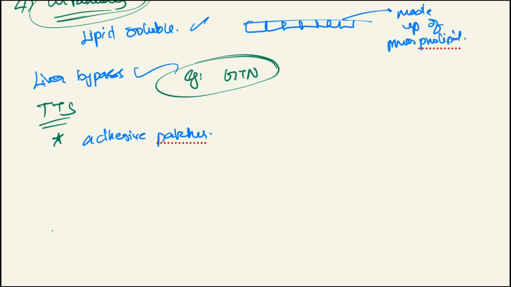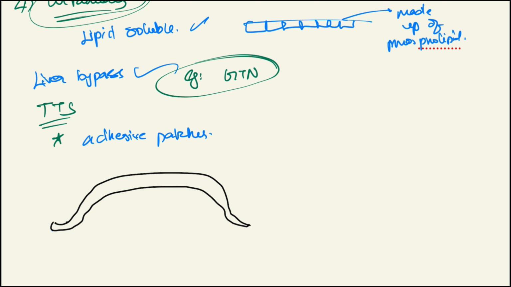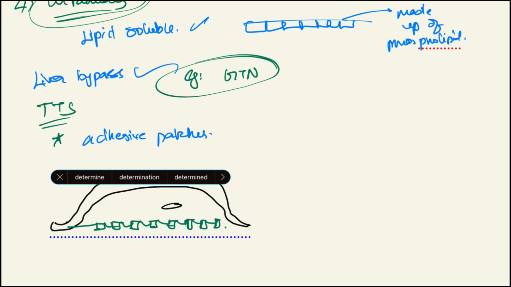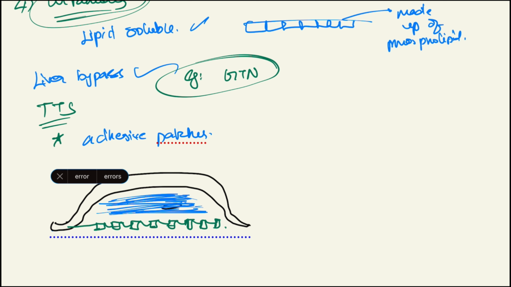TTS is transdermal therapeutic system, the patches. What are transdermal patches? They are in the form of adhesive patches that we stick on the skin. Now I'll explain how it works. There will be an occlusive membrane above, and there will be microfine pores. These pores control the rate of release of the drug. Understood?